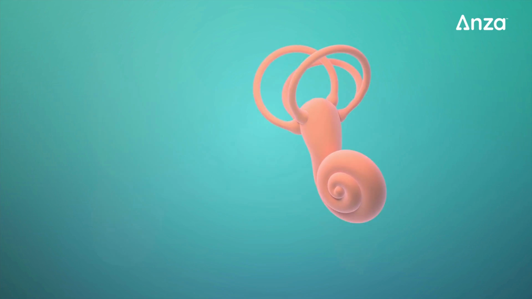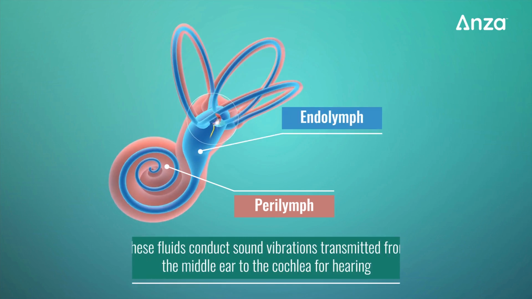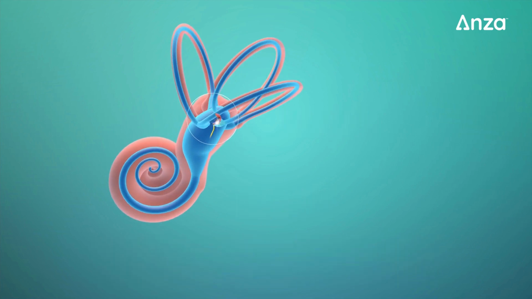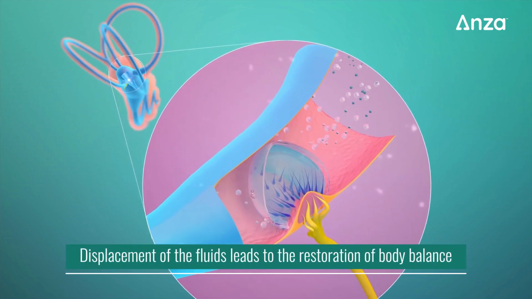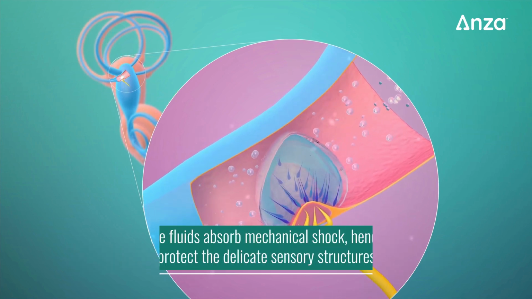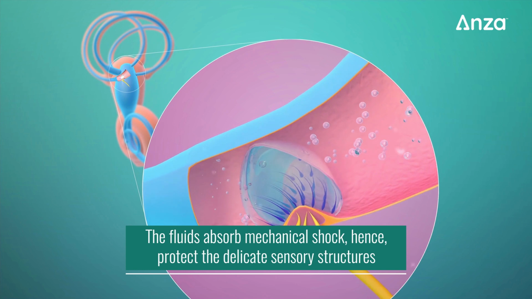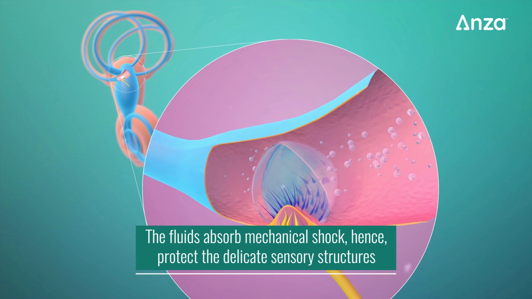The cavities in the inner ear are filled with fluids called the perilymph and the endolymph. The fluids conduct sound vibrations transmitted from the middle ear to the cochlea for hearing. In the vestibule and the semicircular canals, the displacement of the fluids leads to the restoration of body balance. The fluids absorb mechanical shock, hence protect the delicate sensory structures.